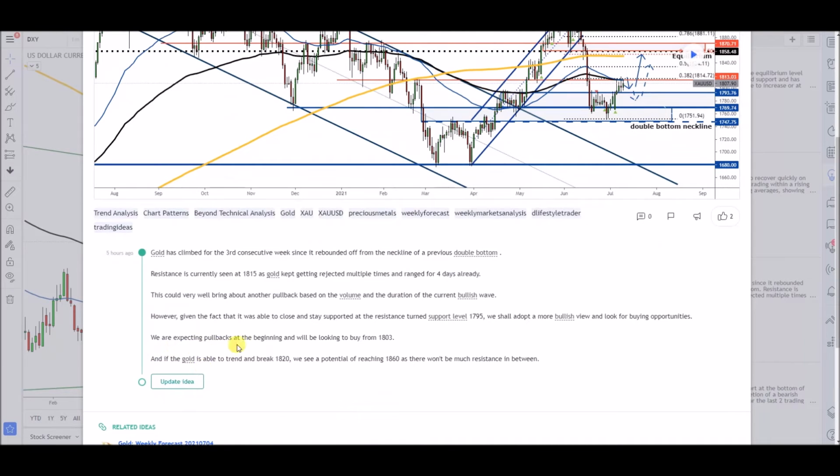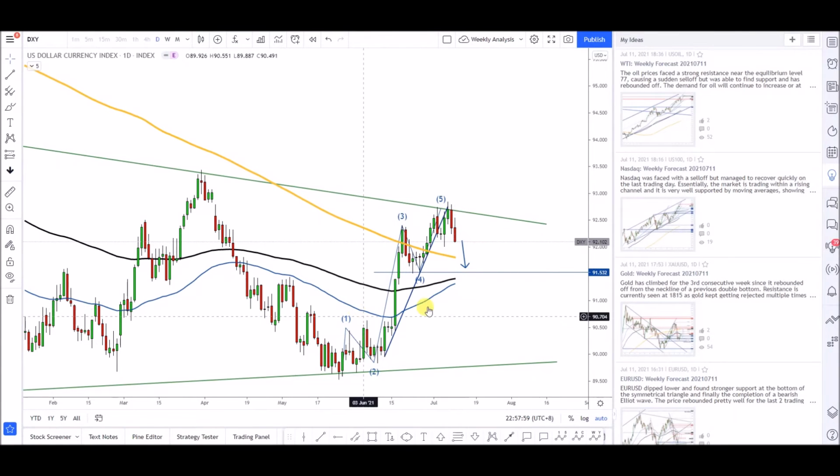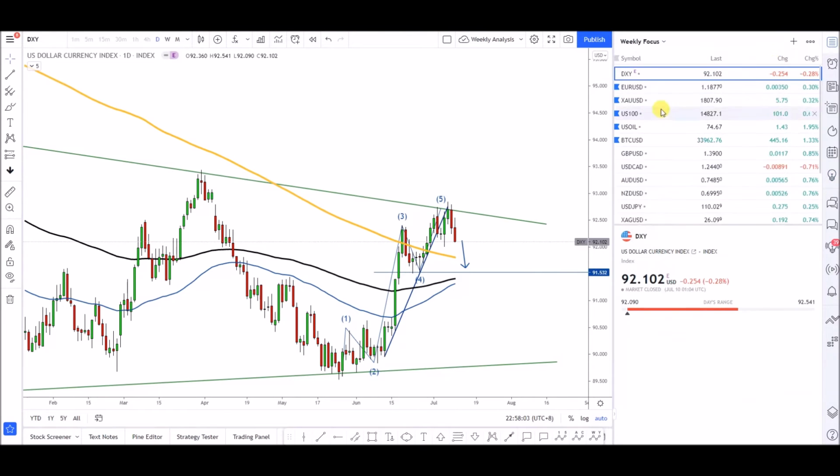Alright, so we are expecting pullbacks at the beginning and will be looking to buy from 1,803. And if the gold is able to trend and break above 1,820, we see a potential of reaching 1,860, as there won't be much resistance in between. Right, let me explain to you these two sentences. So let's head over to the gold charts.